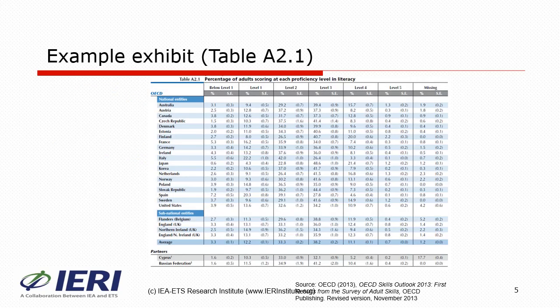Here's an example of an exhibit used by the OECD, where you see the countries listed along the column, and they're separated by OECD members, partner countries, and then subnational entities.